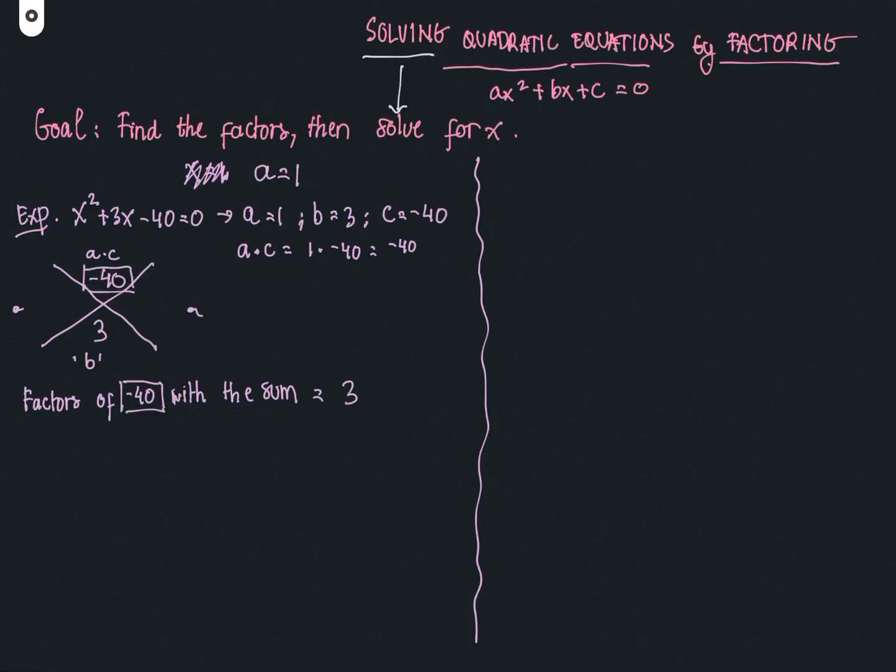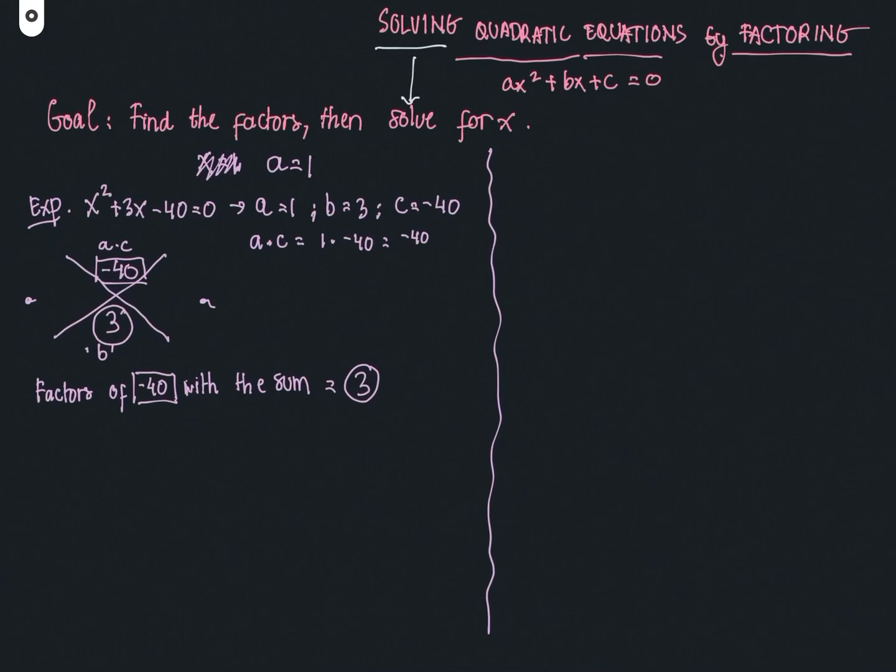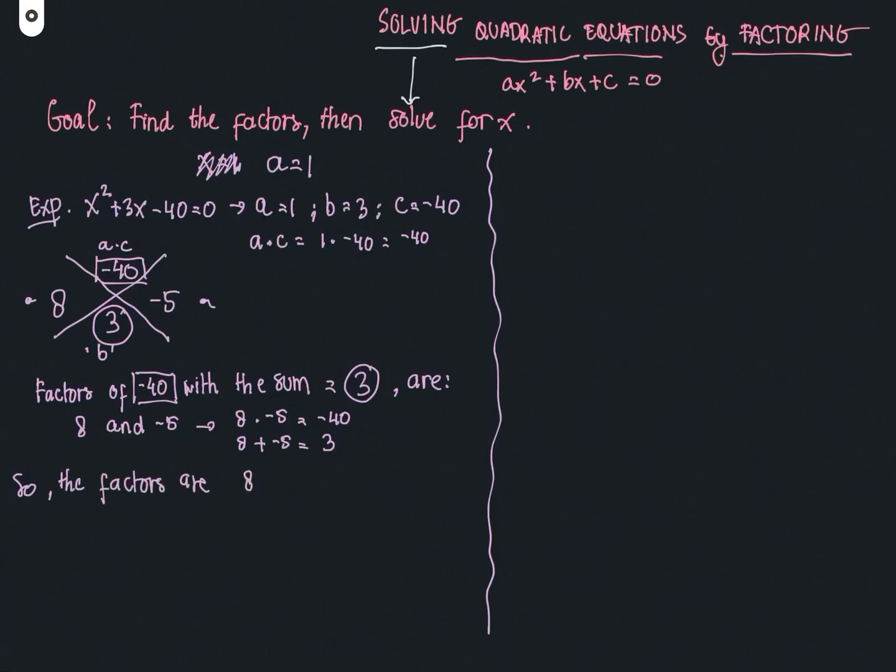And the two numbers are 8 and negative 5. Why are the factors 8 and negative 5? Because when we multiply, it's equal to negative 40. And when we add, which is a sum, 8 plus negative 5 equals 3. Once we have these two factors, because a equals 1, then we're pretty much done. The two factors for this quadratic equation are x plus 8 and x minus 5. However, to solve for x, we need to set these two factors equal to 0.